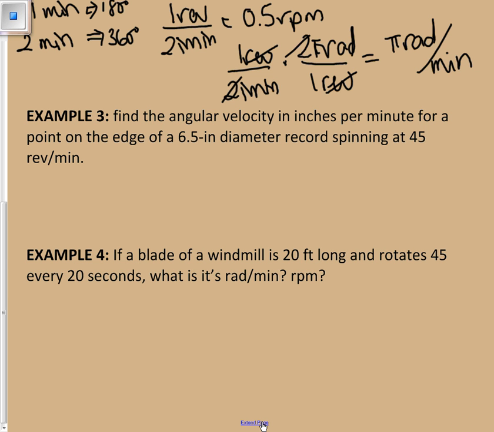On example number 3 and example number 4, they're giving you more information than you need. At this point, it doesn't matter what the diameter of the record is, and it doesn't matter how long the windmill blade is at this point. So you don't need that information until we get to linear velocity. So here are your answers for part 3 and 4.